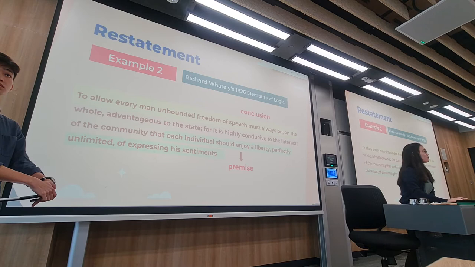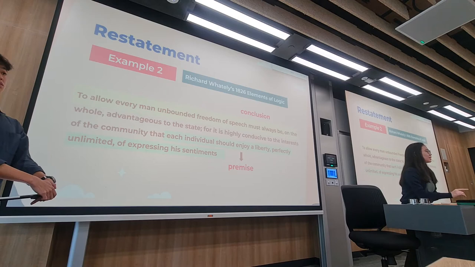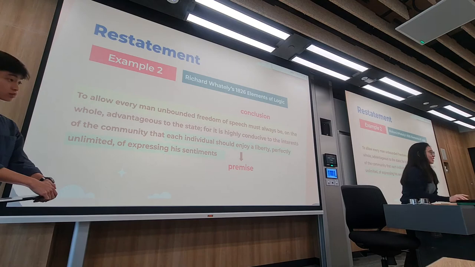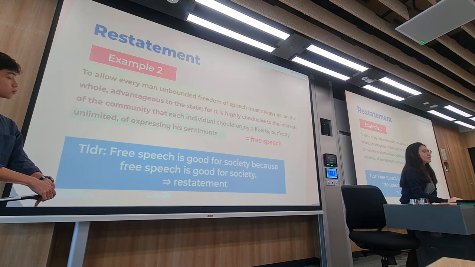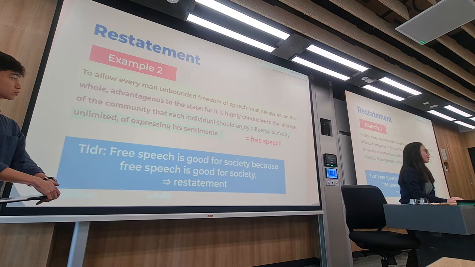So if we follow the steps we said earlier, we first identify the premise and the conclusion. The conclusion will be the yellow one, which is to allow every man unbounded freedom of speech will always be advantageous to the state. And then the premise will be the green one, which is each individual should enjoy a liberty perfectly unlimited of expressing his sentiments. We realize that they do not provide any independent reason, and the premise means free speech is good for society. So this example is also a fallacious one under restatement, because it does not provide any independent reason on why free speech is good for society, but merely paraphrases the same thing.